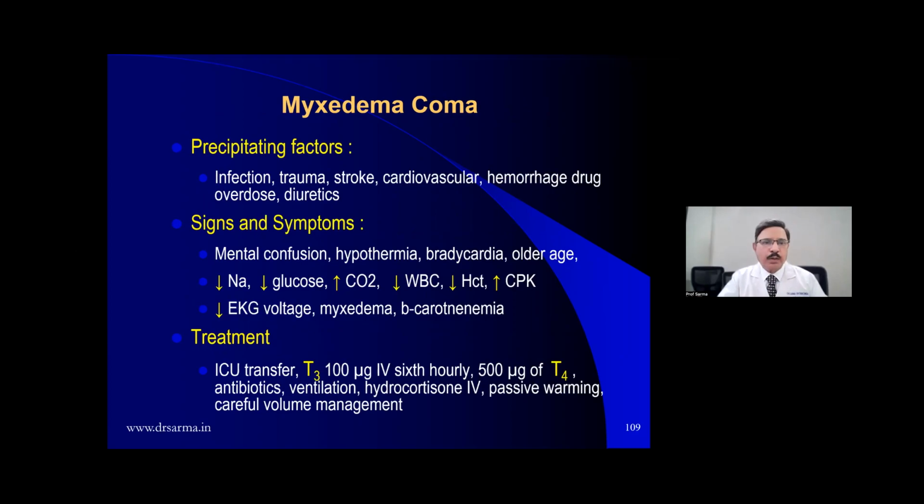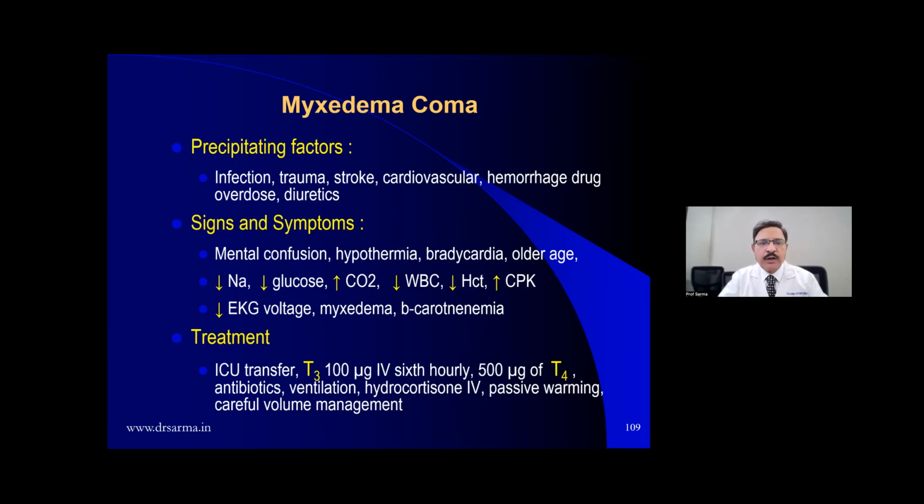Myxedema coma, this is my friend's mother. Infection, trauma, stroke, cardiovascular events, hemorrhage, drug overdose, diuretics, these all can precipitate the coma. Signs: mental confusion, hypothermia, bradycardia, older age group, low sodium, low glucose, high carbon dioxide, low WBC, low hematocrit, high CPK, low voltages on EKG. Myxedema is there, beta carotenemia may be there, and the patient may have a carrot color in the skin.